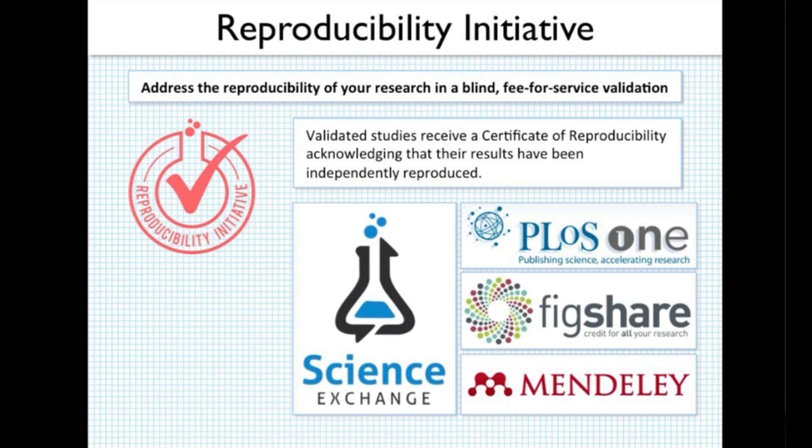Something else, the Reproducibility Initiative. This is something that's coming out of Science Exchange and a number of different organizations like PLOS One, Mendeley, and Figshare. This is basically a service where you can pay somebody else to redo your experiments, to prove that your experiment actually was what you wrote up in the protocol of that experiment. Then they give you a certificate saying this has been verified by the Reproducibility Initiative, and that gets appended to the publication record for that item. And that can be very important.